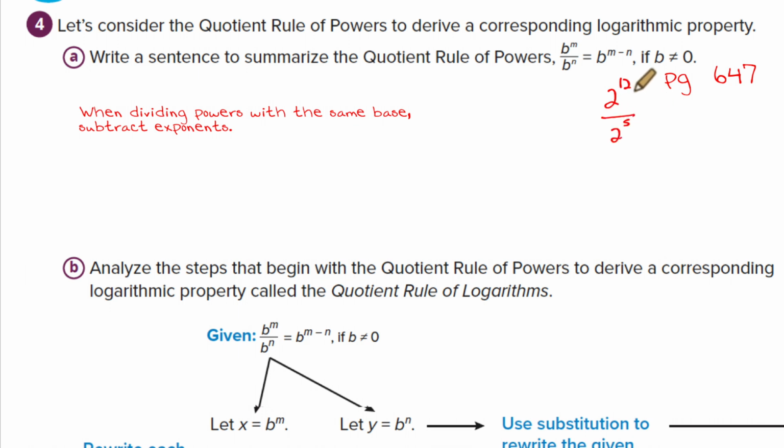That means we have 12 twos. I could write them all out, but you'd have a whole bunch of twos, 2, 2, 2, 2, 2, 2, 2. And then on the bottom, you'd have 5, and they would cancel. This would all equal 2 to the 7th, right? So you subtract. The rule is subtract. So when dividing powers of the same base, you've got to have the same base, then you can subtract exponents.